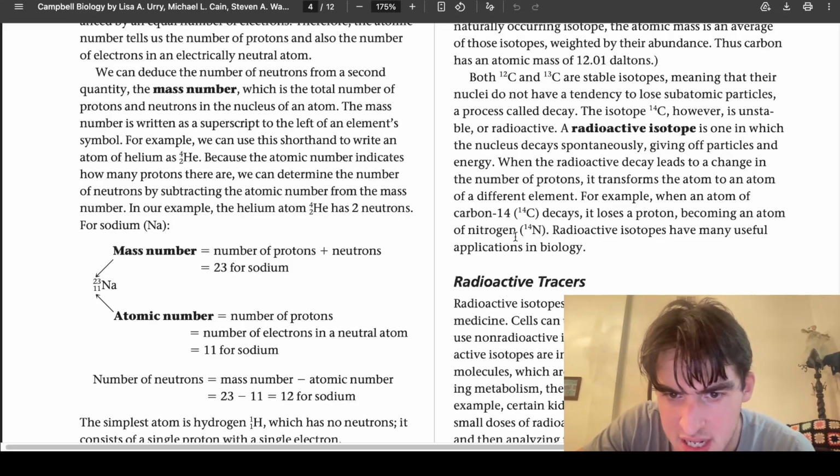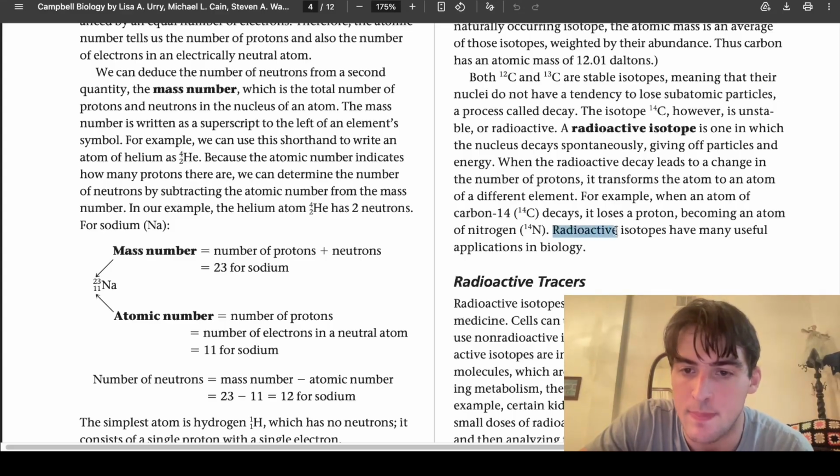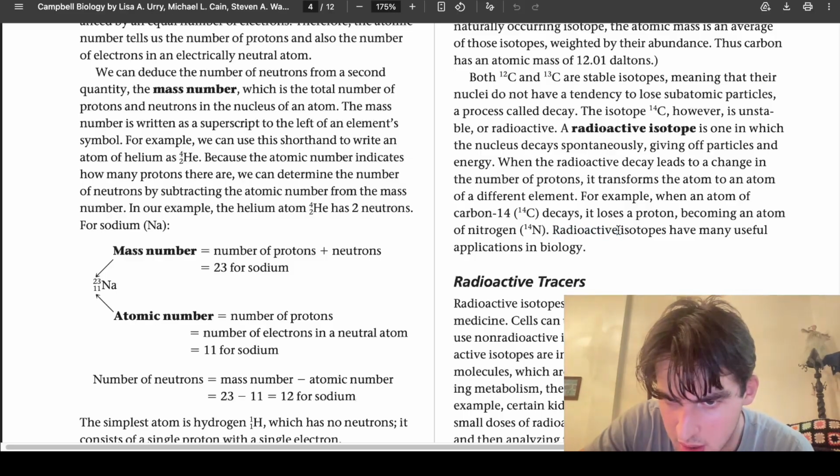Radioactive isotopes have many useful applications in biology. Very interesting. I wonder if they're called radioactive because this process is triggered by radio waves. I could be wrong. I probably am.